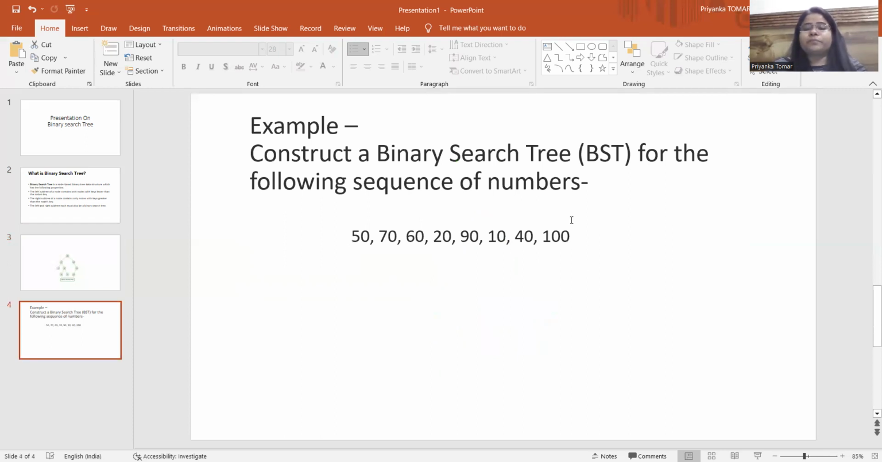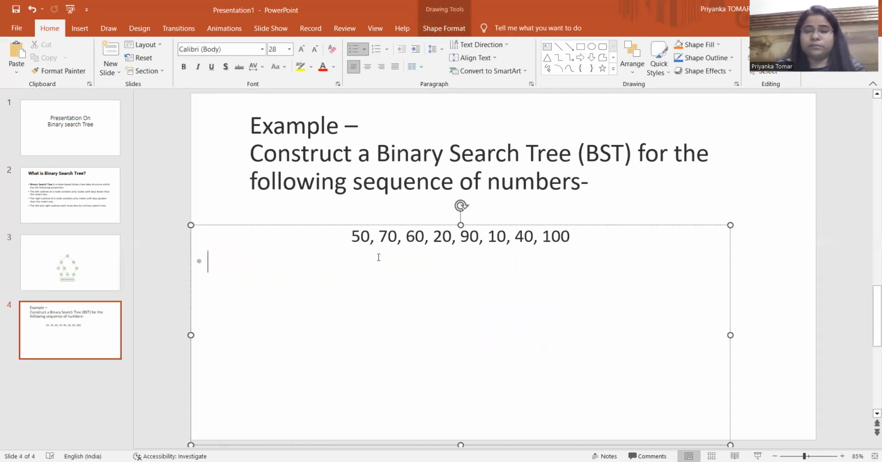And so I have taken one example here. Construct a binary search tree. BST is the short form for binary search tree, for the following sequence of numbers: 50, 70, 60, 20, 90, 10, 40, and 100. Okay, so they all are the elements which will be stored in the binary search tree. So we have to follow the three properties which we have studied just now. So I will try to construct one binary search tree in front of you.